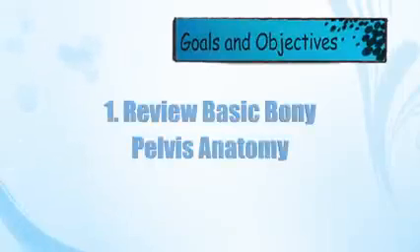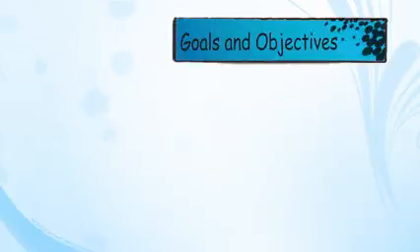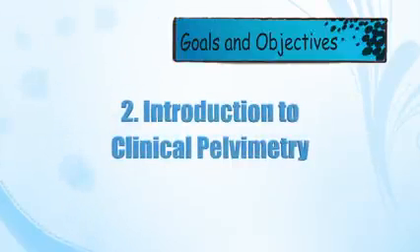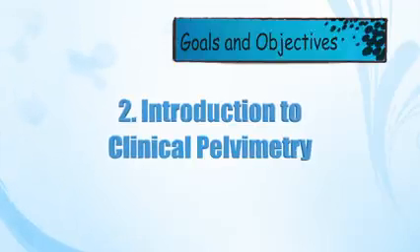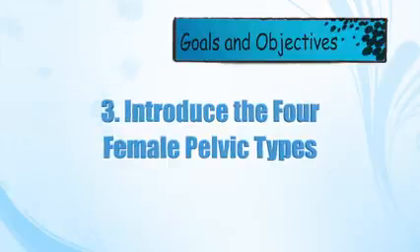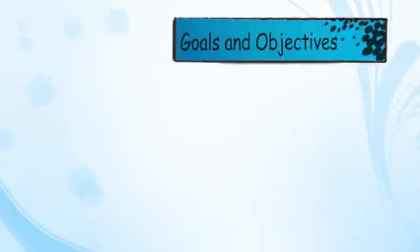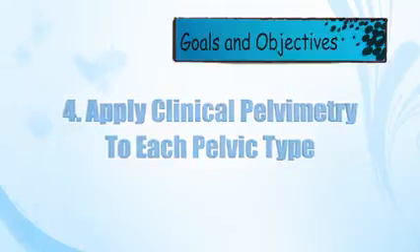The goals and objectives of this video are as follows. Briefly review the basic bony pelvis anatomy as it relates to clinical pelvimetry. Describe an efficient introductory technique to perform the relevant portions of clinical pelvimetry while maintaining patient comfort. Introduce the 4 basic female pelvic types, and apply a knowledge of clinical pelvimetry to the findings specific to each pelvic type.